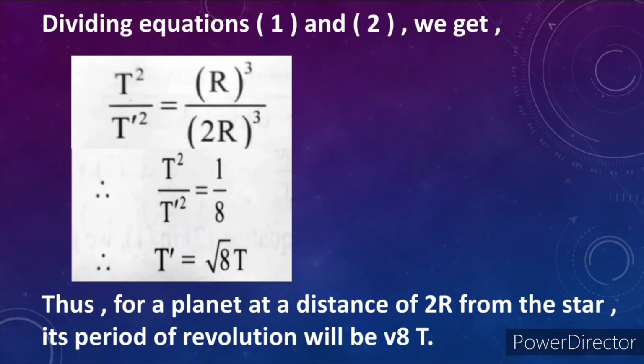Thus, for a planet at a distance of 2r from the star, its period of revolution will be √8 T.